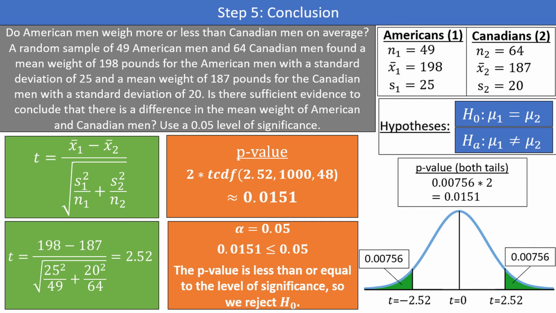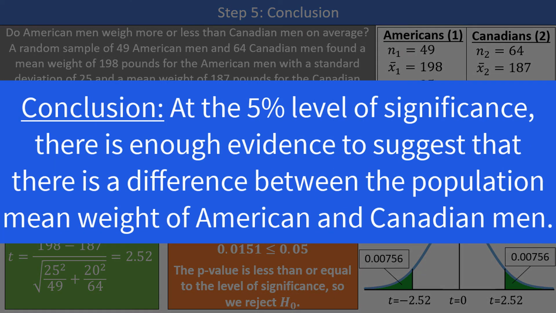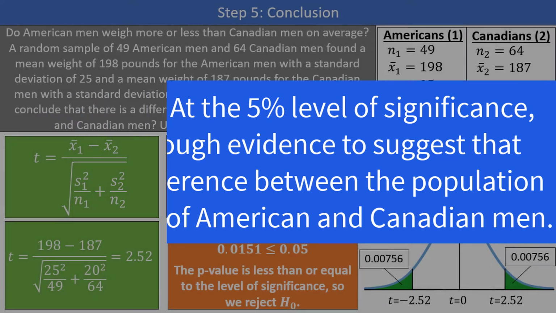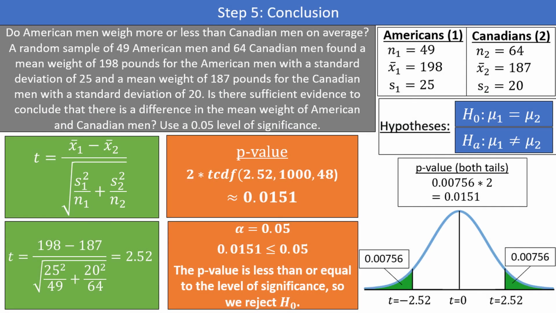Step 5. Conclusion. Our conclusion is that, at the 5% level of significance, there is enough evidence to suggest that there is a difference between the population mean weight of American and Canadian men. And we are done.